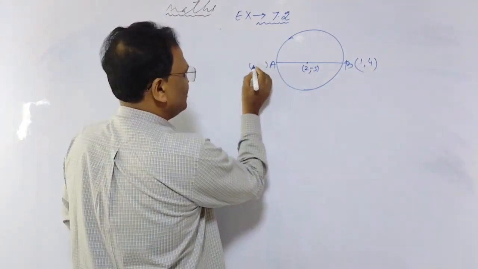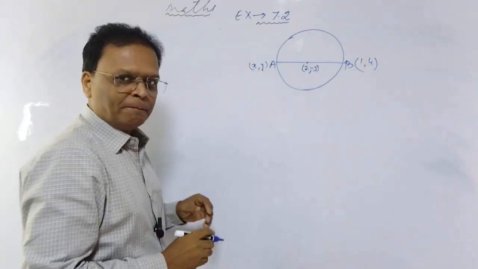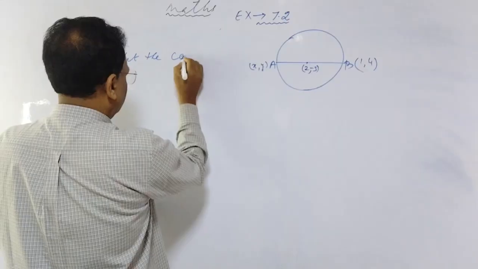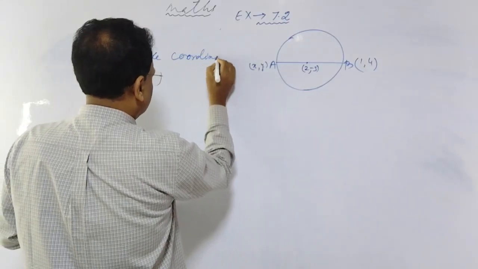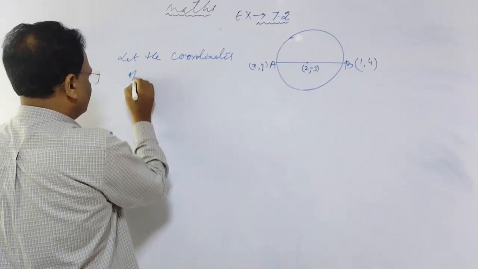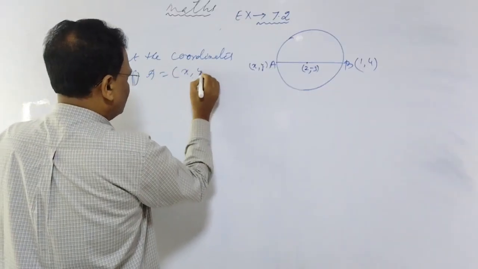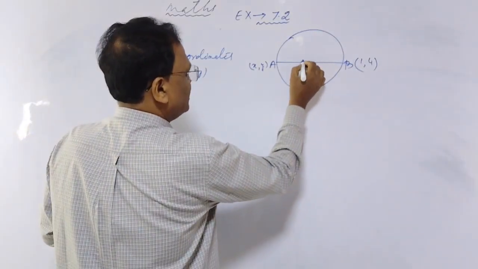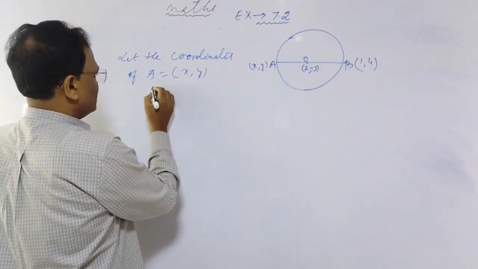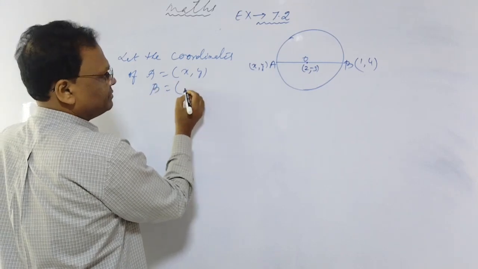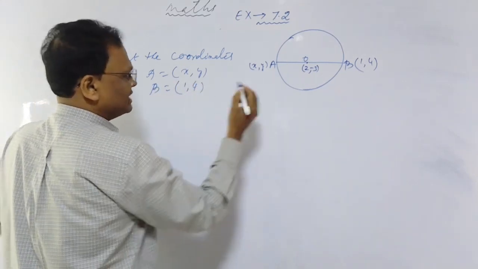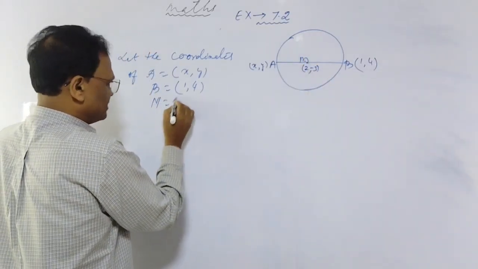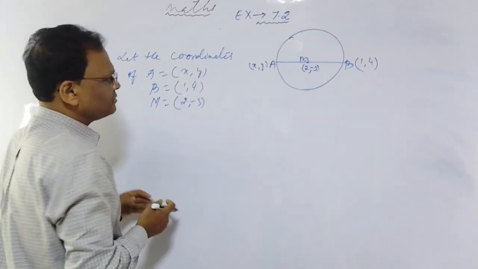So let me take the coordinates of A as x and y, because we don't know the coordinates. Let the coordinates of A be x, y. Anyhow, the coordinates of B are given and the center is also given. Coordinates of B are 1 comma 4, and suppose the center of the circle is M. The center's coordinates are given, 2 comma minus 3.